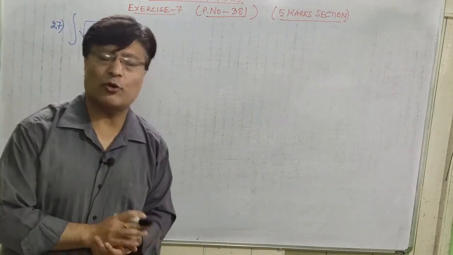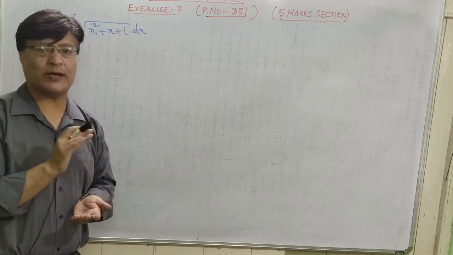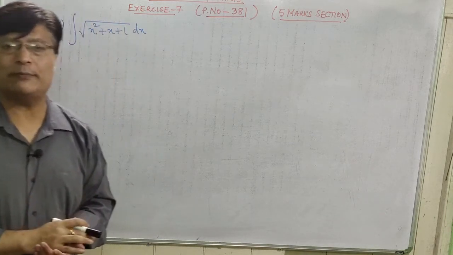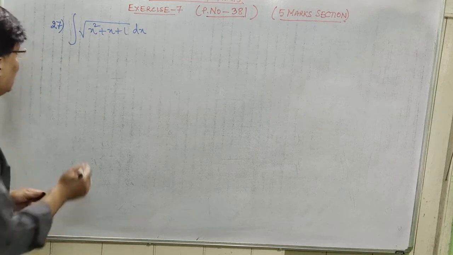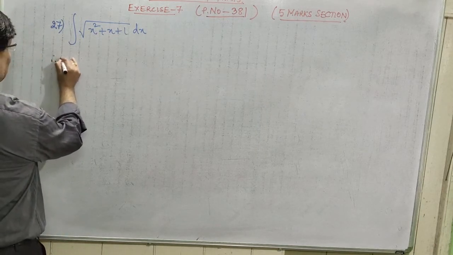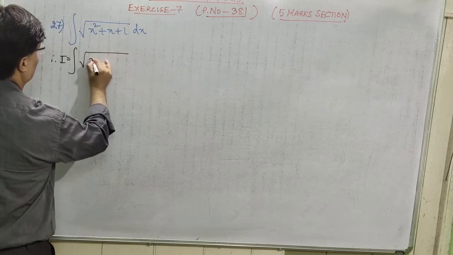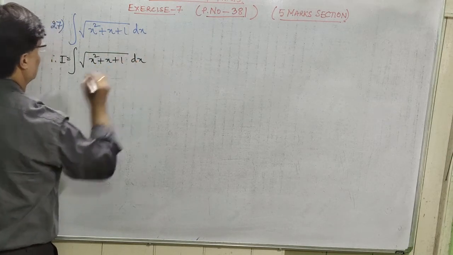So always make the coefficient of x square positive 1 and then you have to convert this x square plus x in the form of a perfect square, that is a square plus 2ab plus b square or a square minus 2ab plus b square. Okay, so let us first write here I is equal to the integration of square root of x square plus x plus 1 dx.